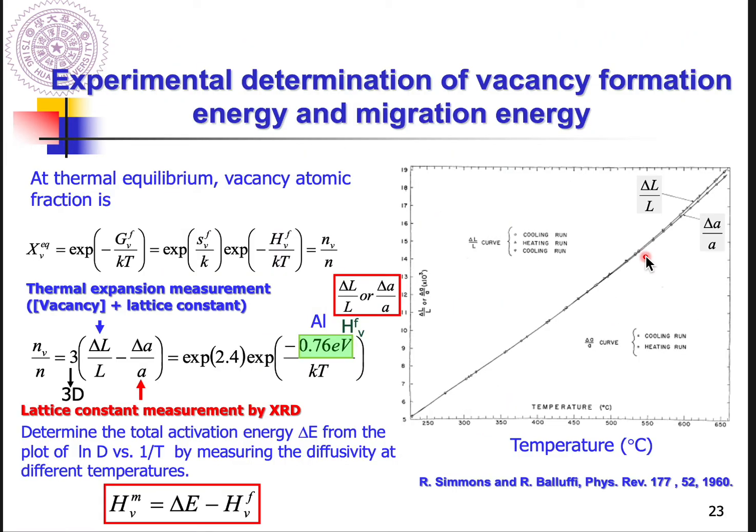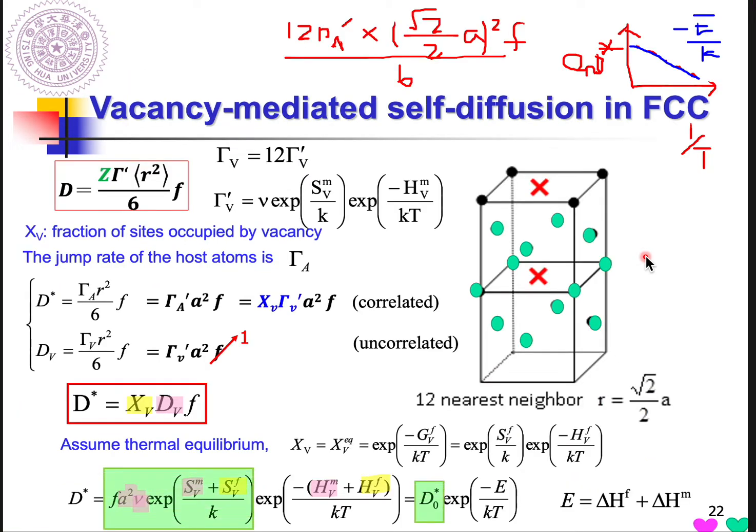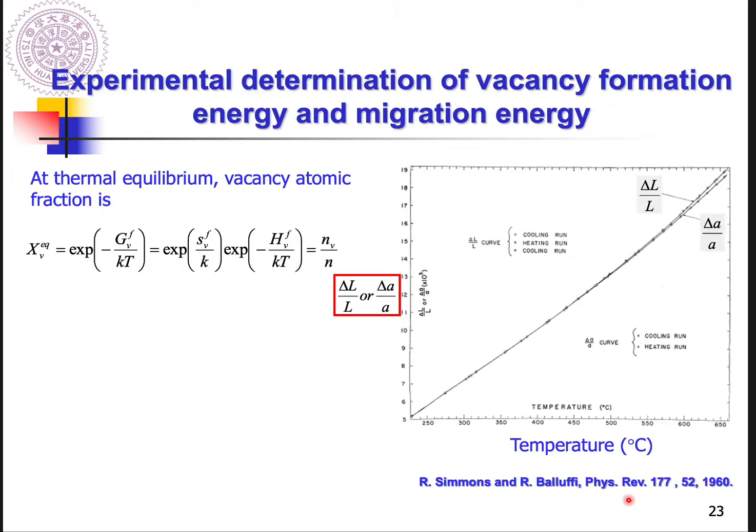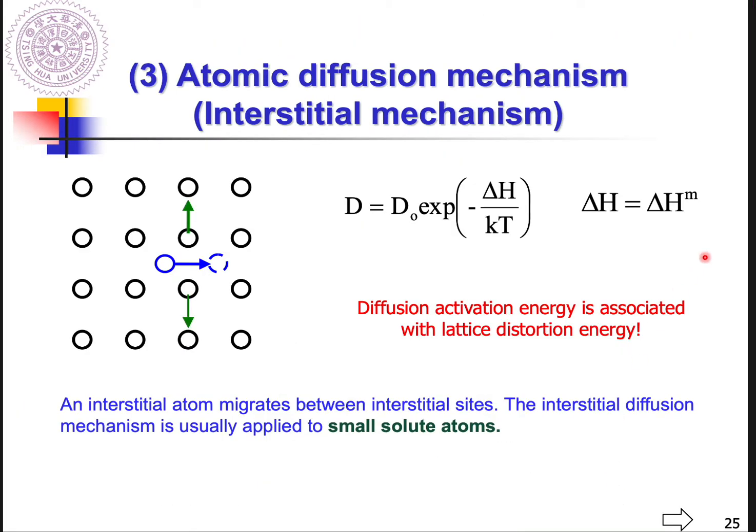So actually, we finished the vacancy-mediated diffusion process and told you how to calculate the self-diffusivity in these cases, and also how to determine the vacancy migration energy and vacancy formation energy in this system. And let's move to the third diffusion mechanism, which we call the interstitial diffusion mechanism.